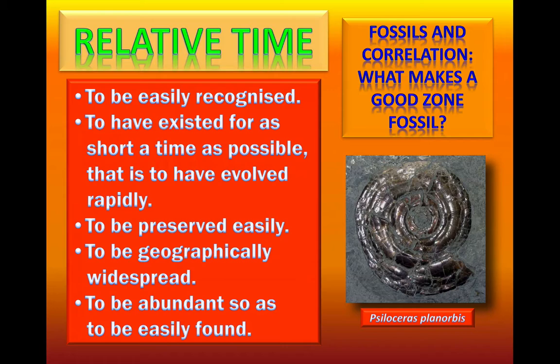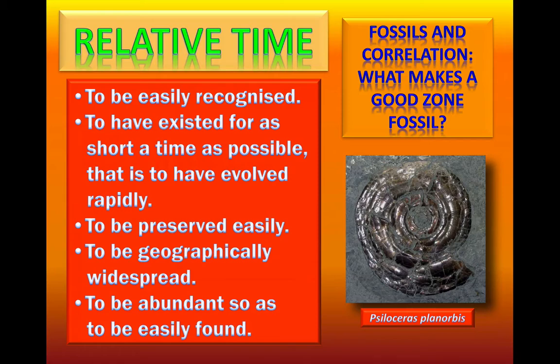We need to have fossils that are preserved easily. They need to have some hard parts, shells, teeth, something that will preserve. A worm, for example, won't be a good zone fossil because most worms are just going to rot. We won't find a record of them in the rocks. They need to be widespread. It's no good having a fossil that's only found in one particular location because we can't make a link with anywhere else.